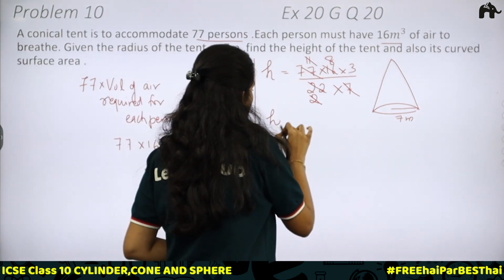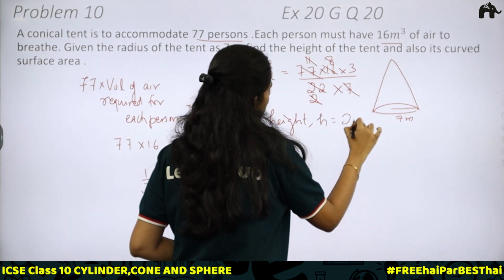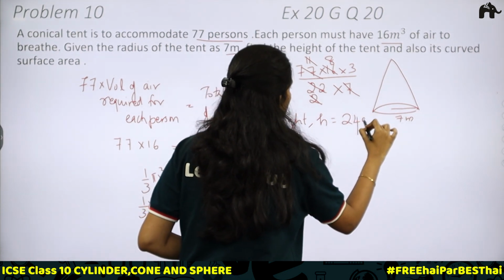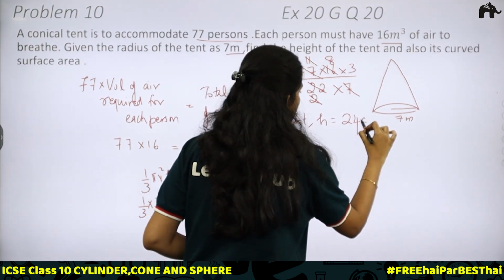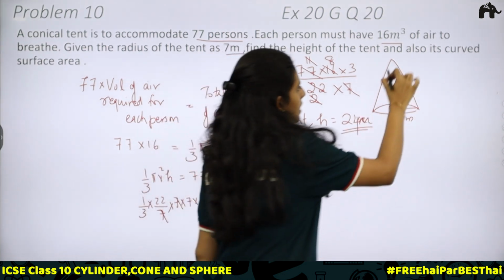Okay. Height h is equal to 24. 8 into 3, 24. Meters. Check the unit. Here the unit is meter. 24 meter is the height of cone.